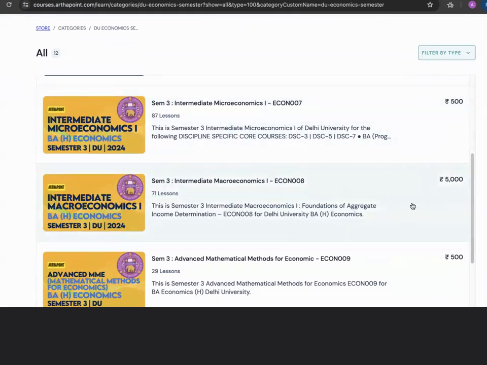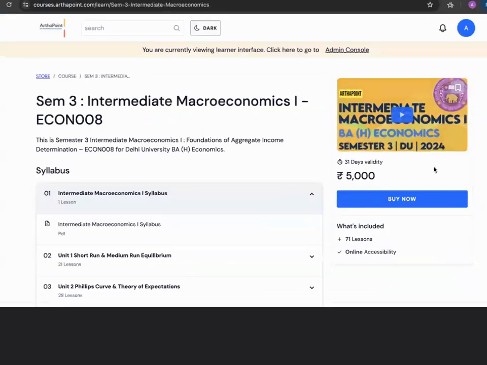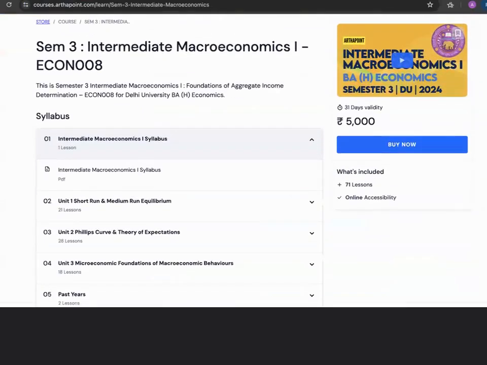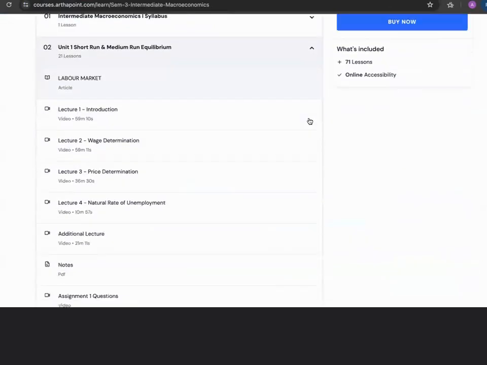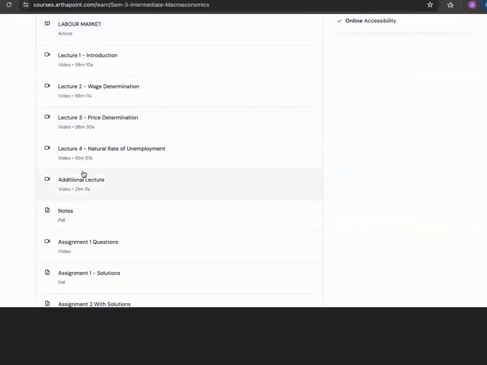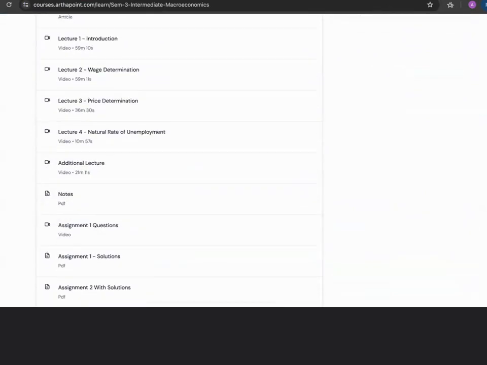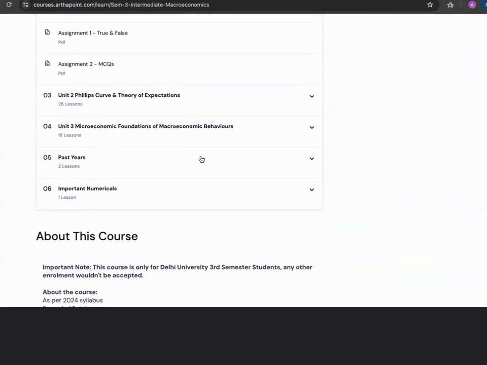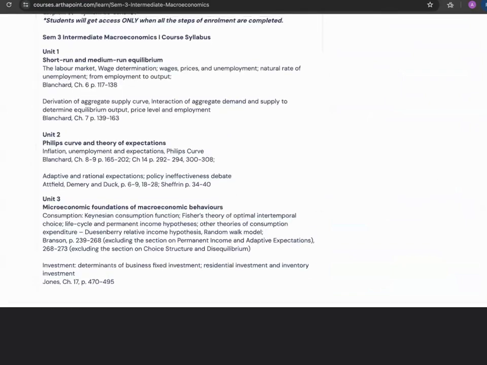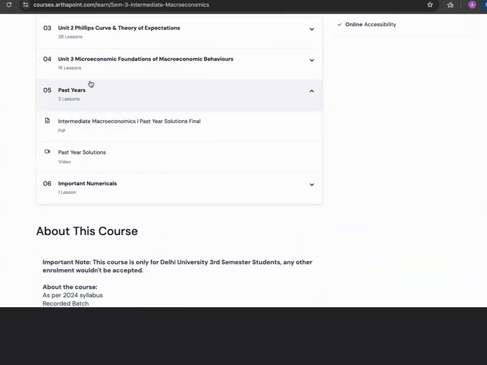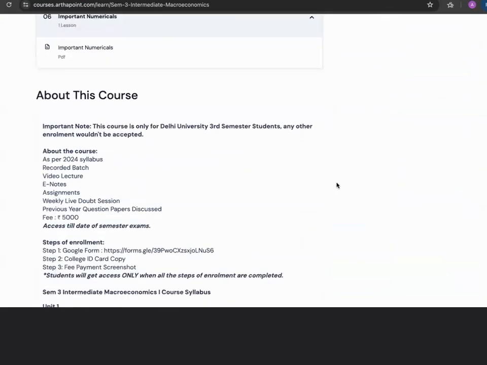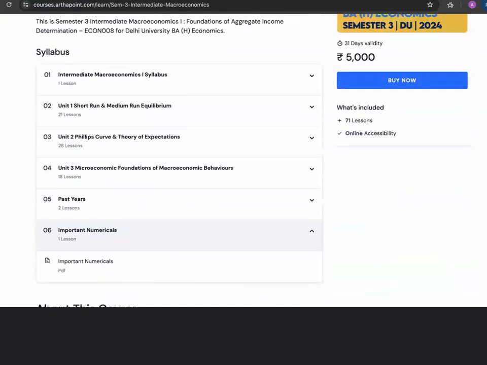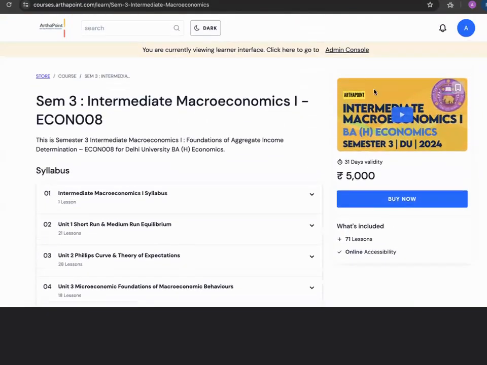So you can clearly see that in the paid course, if you click, you will get access to various assignments and various other concepts also. So you see here, you also have additional lectures, notes, assignments, everything is part of the paid course. For all the subjects, you can see past year papers being solved and important numericals being discussed in the paid course. So this is a paid course, which is for macroeconomics.